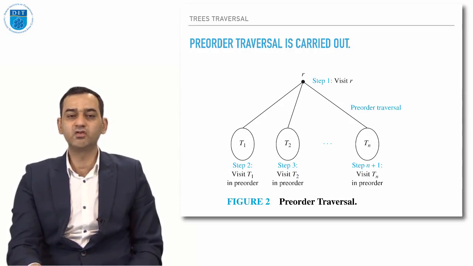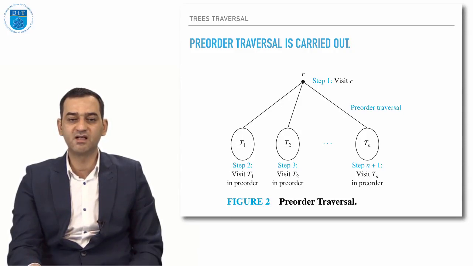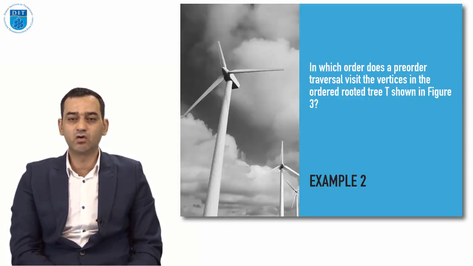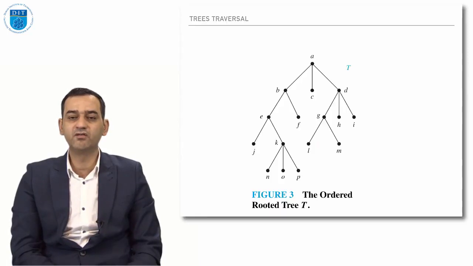The viewer should verify that the preorder traversal of an ordered rooted tree gives the same ordering of the vertices as the ordering obtained using the universal address system. Figure 2 indicates how a preorder traversal is carried out. Example 2 illustrates preorder traversal. So let us take an example. In which order does a preorder traversal visit the vertices in the ordered rooted tree T shown in figure 3?